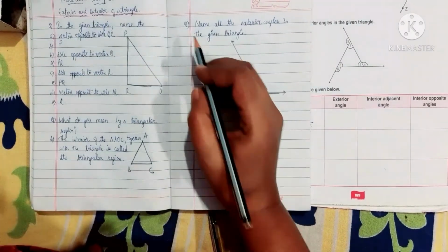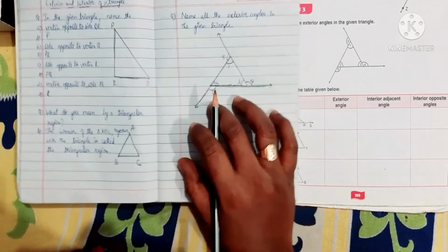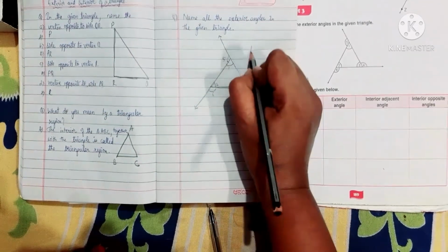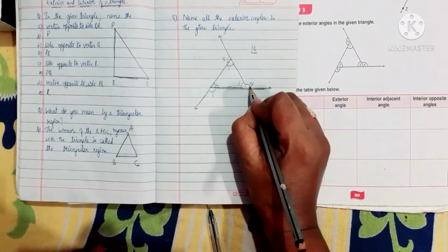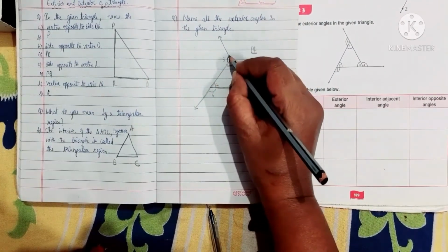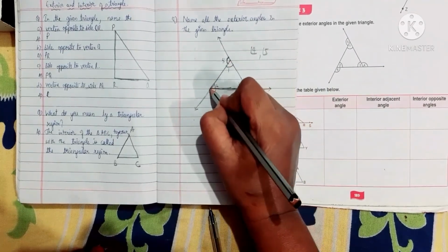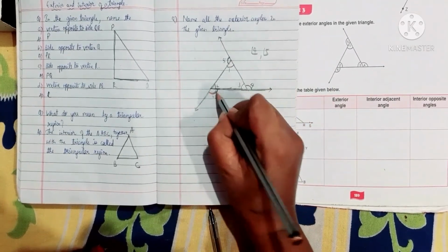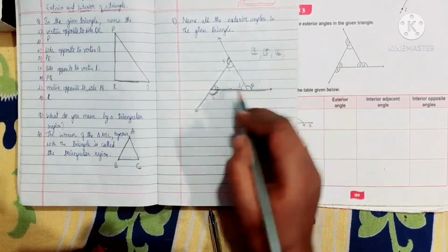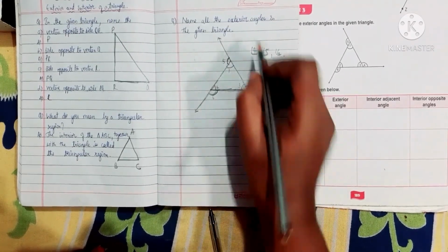Children, you have one more question here. Name all the exterior angles in the given triangle. Here one exterior angle is angle 4. When this side is extended, you get an angle outside the triangle, that is angle 5, and when one more side is extended, this angle is called the exterior angle, that is angle 6. So all the exterior angles in this triangle are angle 4, 5 and 6.